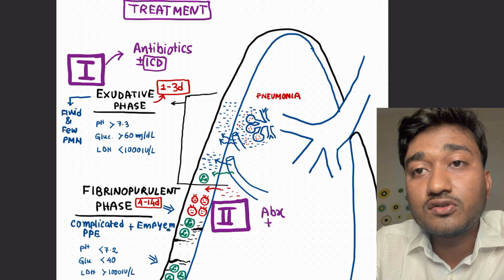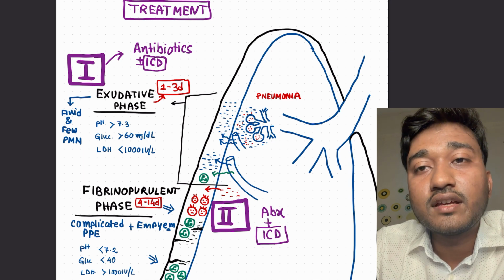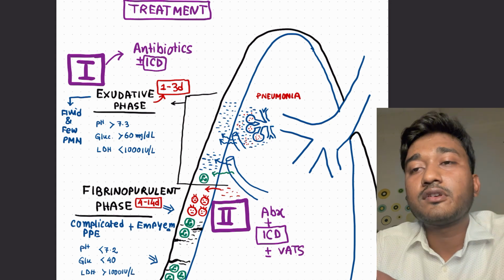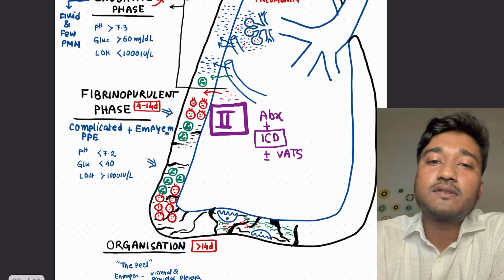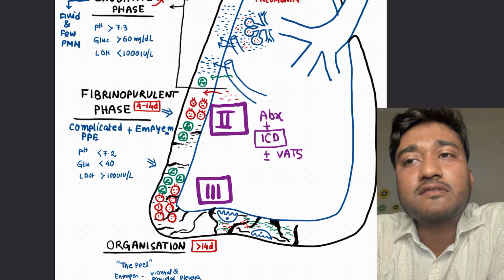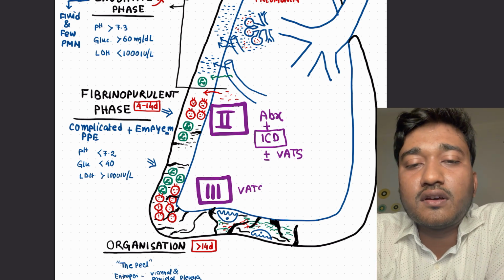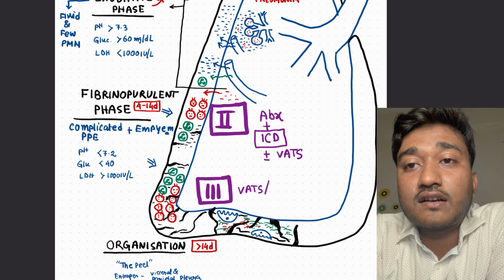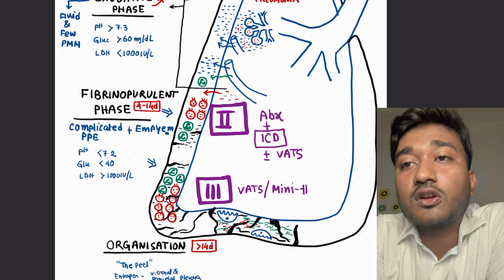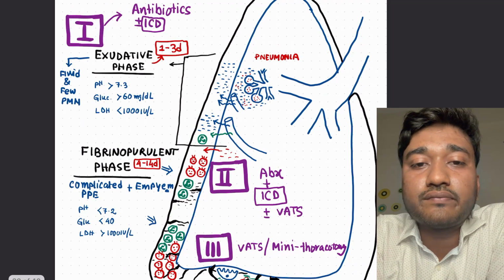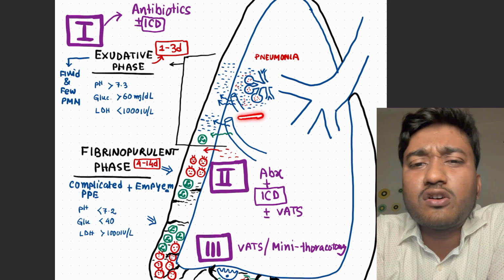In case of stage 2, when there is fibrinopurulent material already present, you have to give antibiotic, as well as you have to give intercostal drain. Why? Because if you don't give intercostal drain, patient is not going to improve. Okay. Plus minus VATS, that is video assisted thoracoscopic surgery. But in case of third stage, that is organization, there is no other option, only VATS, or we can have mini thoracotomy. Okay, or maybe decortication, like that.